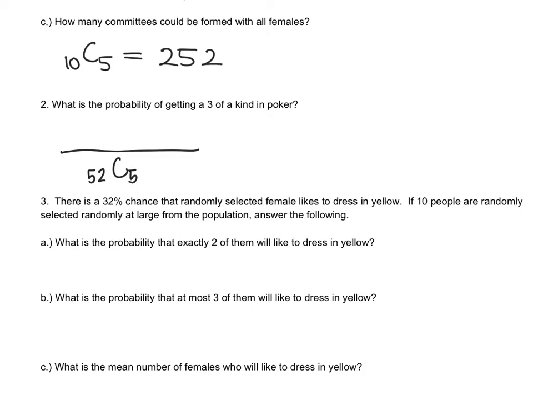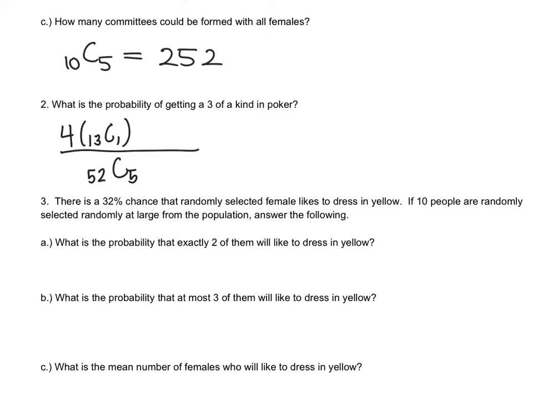If we're thinking about how to get 3 of a kind, out of 13 cards in each suit, I'm going to choose 1 of them because I want 1 card from each suit to give me 3 that are the same. And there are 4 suits. So the 4 times 13 choose 1 is going to give me my 3 of a kind.